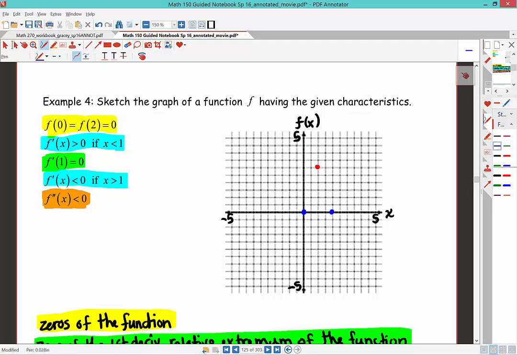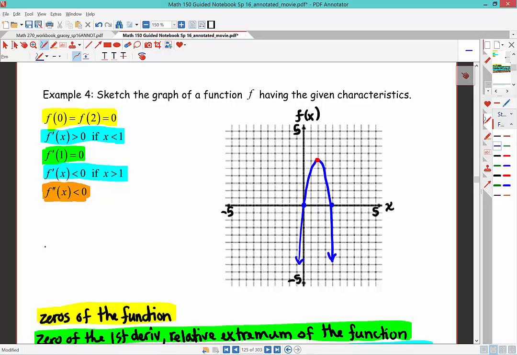And then we can finish drawing. I'll just draw mine like this. And that is concave downward over its whole domain. So we're all done. All right.